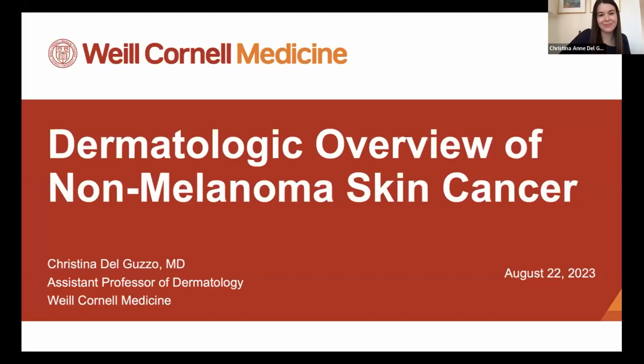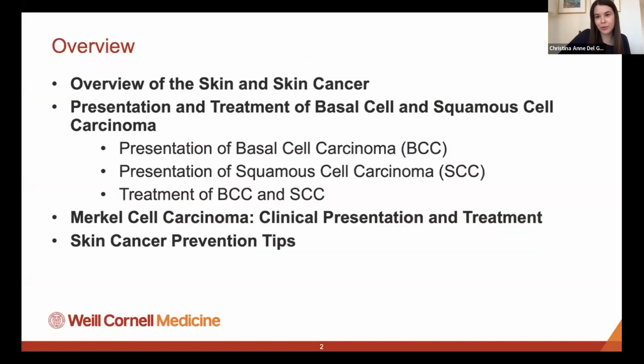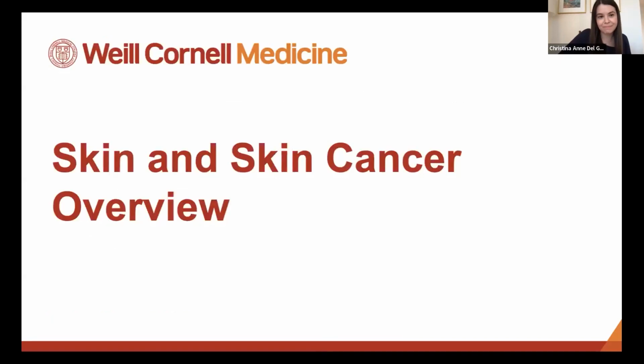So tonight I'm going to be talking to you guys a little bit about the way that skin cancer prevents and the way that we treat it, and specifically focusing on non-melanoma skin cancer. As a brief overview of my talk, we're going to first start and go over the basics of skin and skin cancer, and then we'll cover how the three types of non-melanoma skin cancer are treated. Those include basal cell, squamous cell, and Merkel cell carcinoma. And if time permits, we'll go through some skin cancer prevention tips.